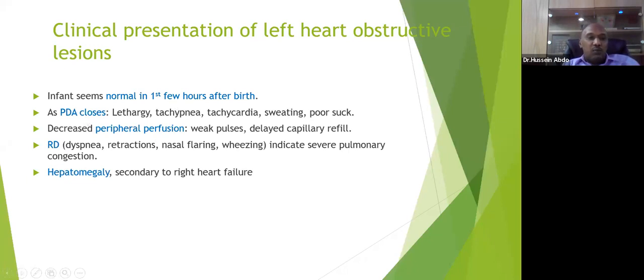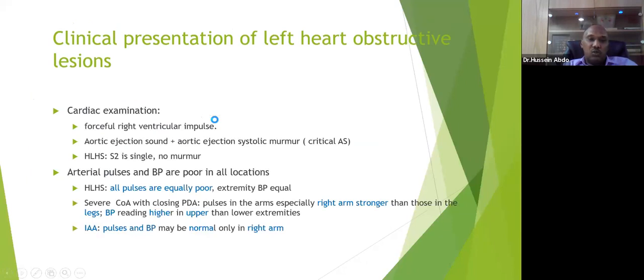The problem is sometimes this PDA might persist, because we have what we call a functional closure of the PDA and an anatomical closure. So sometimes this patient might be discharged home and comes in to the ER with collapse, and they are diagnosed as sepsis or metabolic disease, and they are treated late. So every patient will come with a picture like sepsis or metabolic screen. We have to keep in mind that this patient might have critical congenital heart disease, especially a left-sided lesion.